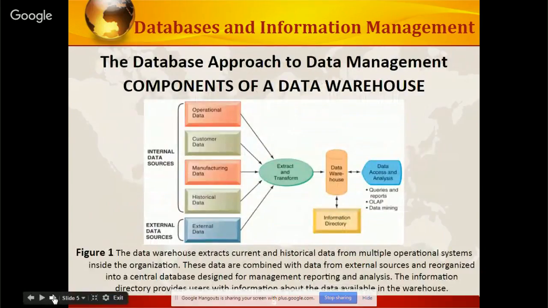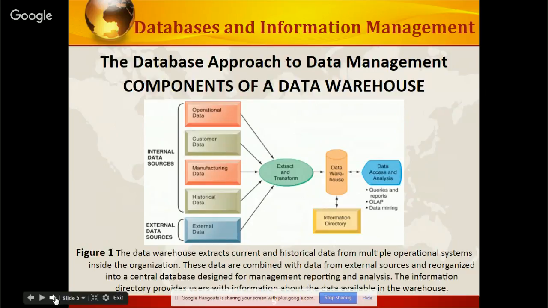This diagram shows you the approaches to data management in the data warehouse. You have operational data, customer data, manufacturing data, historical data. These are internal data sources, and all of those are concentrated and extracted into this data warehouse. You extract the information and you transform it and you place it in the data warehouse so that you can access it from anywhere. External data also can be included in this process.